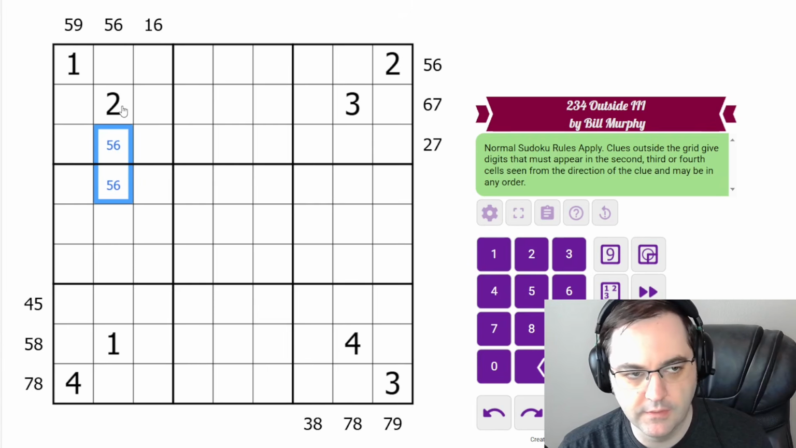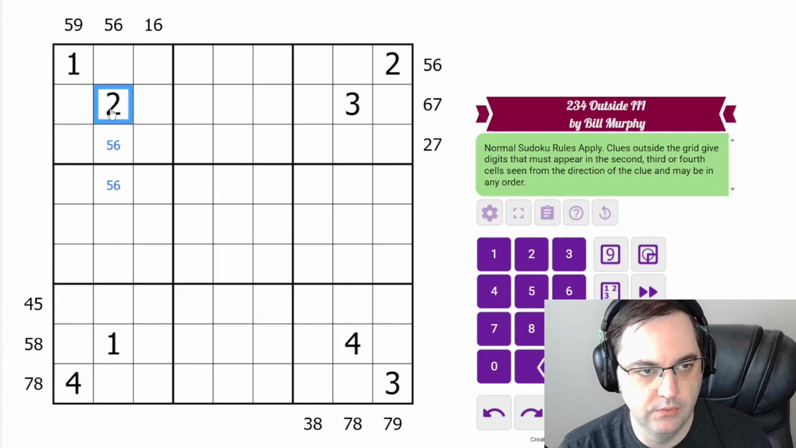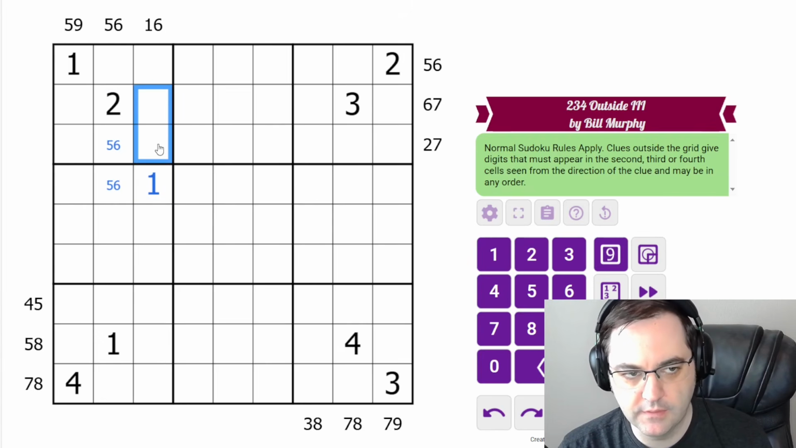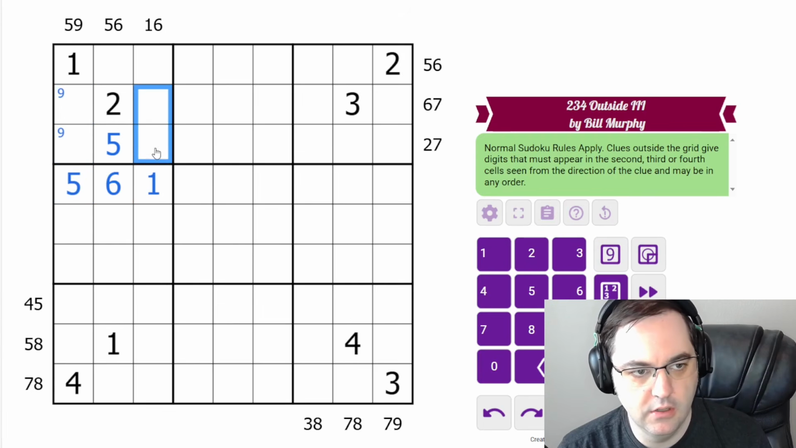I can see 5 and 6 are going to have to go here because there's a 2 in the way. Where does 1 go for this clue? Well, it has to go here. And that means the 6 has to go in this box, so this can't be 6. And that means the 5 can't go in these cells. So we're going to have a 9 here and a 6 here somewhere.